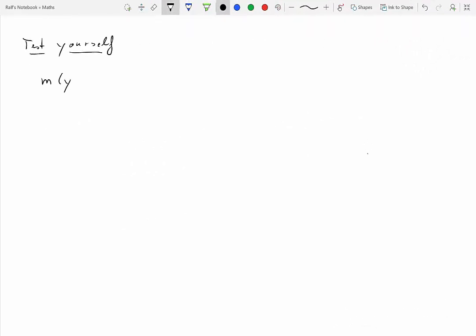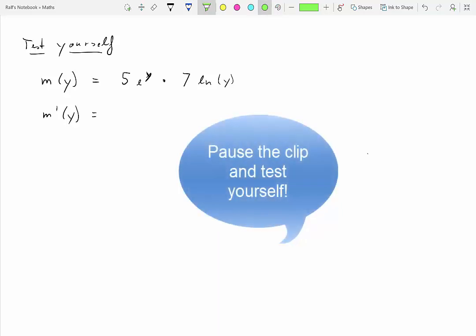Of course, now you should test yourself. Here we have a function. We'll just call it m this time, and it's a function of y. So m of y is given here: 5 times e to the y times 7 times ln y. We want to know the derivative m prime of y. Pause the clip and test yourself.